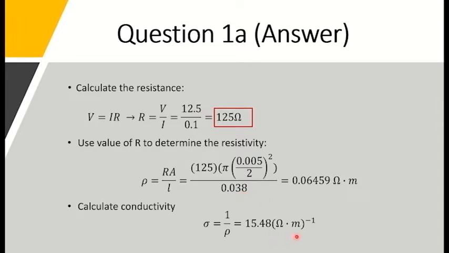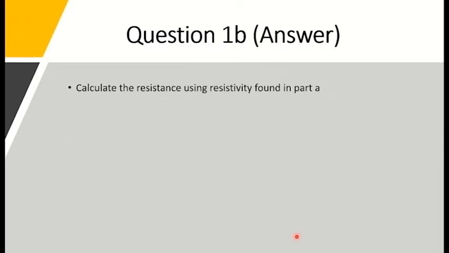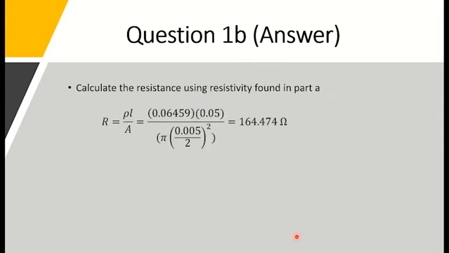The second part asks you to find the resistance of the entire 50 meter specimen. Remember that resistivity that we found in part A when we were calculating conductivity is a material property. So regardless of the length of this specimen, we can use this resistivity because it is a material property, right? It is independent of the size or length of this specimen. So we use that resistivity value to find our resistance, and we found the resistance to be 164.474 ohm. Okay, so that was question 1.